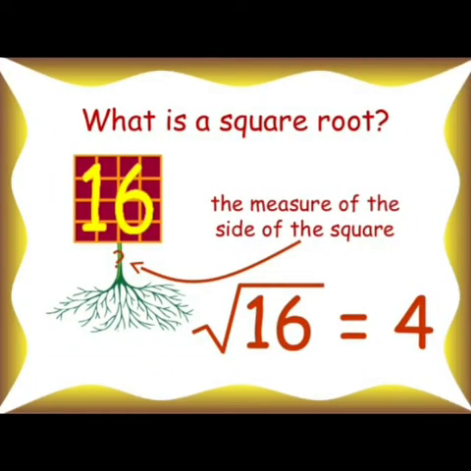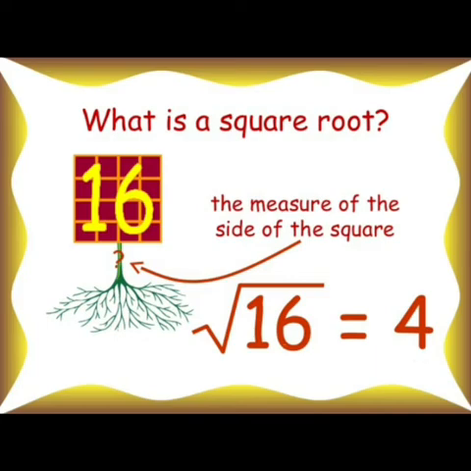Suppose we take 16. The measure of the side of the square is represented by the root. Root 16 is equal to 4. We can easily write 16 as 4 into 4, which is 4 square. If you take the root of 4 square, the square and root will cancel, and you get 4. So the square root of 16 is nothing but 4.